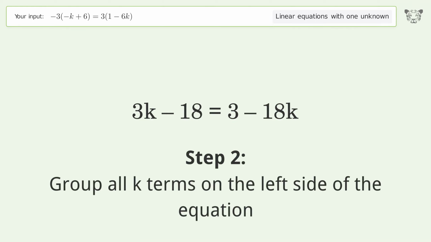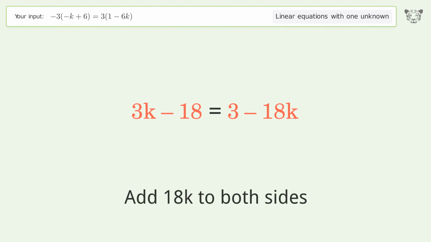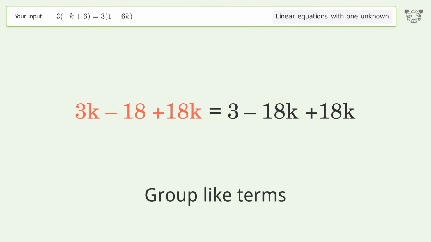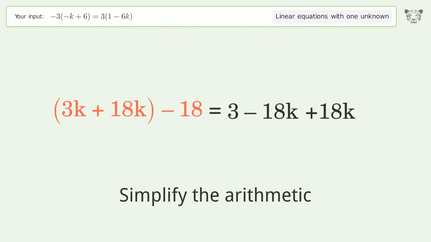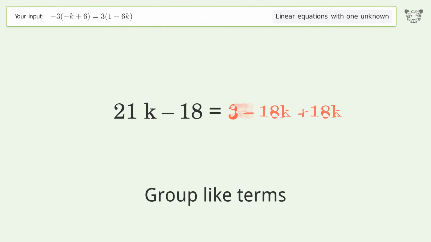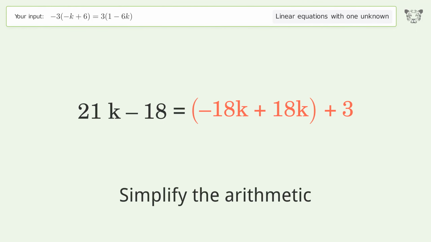Group all k terms on the left side of the equation. Add 18k to both sides. Group like terms. Simplify the arithmetic. Group like terms. Simplify the arithmetic.